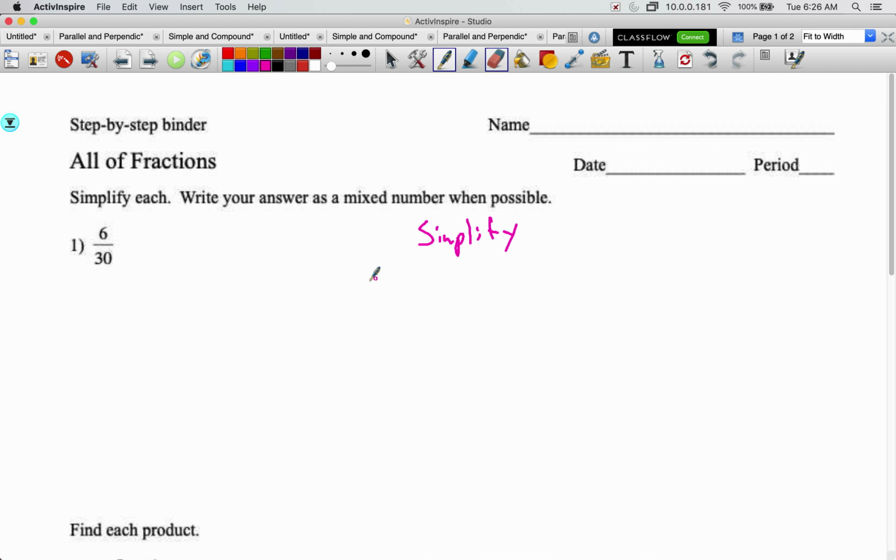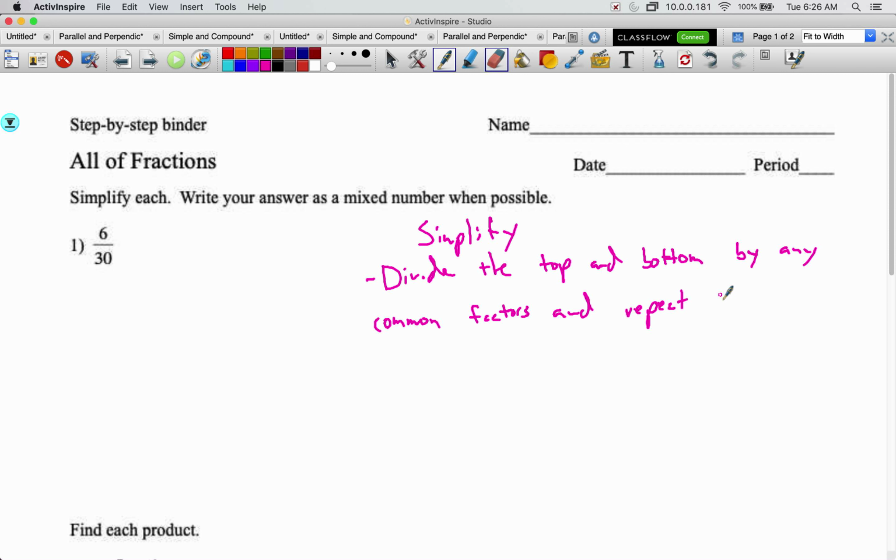All right, in order to simplify, we want to divide the top and bottom, and I'll just be calling them top and bottom today instead of numerator and denominator, so we don't have to write as much. Divide the top and the bottom by any common factors and repeat until no common factors remain.